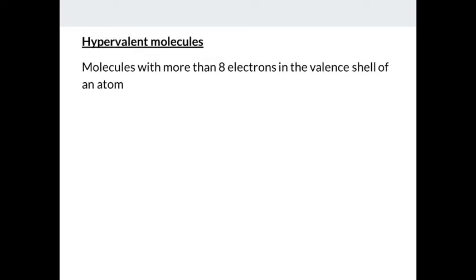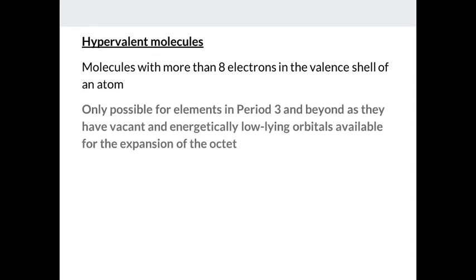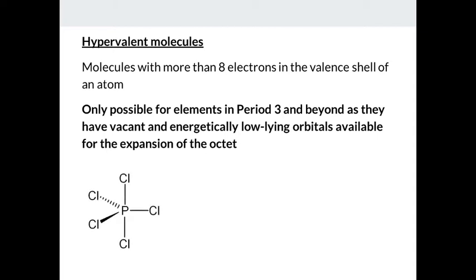So let us take a look at hypervalent molecules for a moment. Hypervalent molecules are molecules with more than 8 electrons in the valence shell of an atom. It is only possible for elements in period 3 and beyond as they have vacant and energetically low-lying orbitals available for the expansion of the octet. So what do I mean? Let us take a look at PCl5. So PCl5 is a case where the central atom, which is a phosphorus atom, has an expanded octet. Just count. There's 10 valence electrons about the phosphorus atom, which is greater than the expected 8 if the octet rule were to hold.